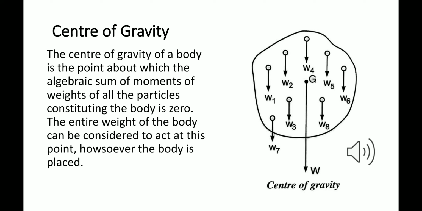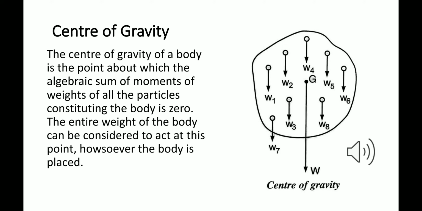According to the definition, the center of gravity of a body is the point about which the algebraic sum of moments of weights of all the particles constituting the body is 0. The entire weight of the body can be considered to act at this point, howsoever the body is placed. No matter how it is placed, the sum of moments will be 0. Here I have taken an example. You can see the weight is acting from capital G, that is the center of gravity of this body.